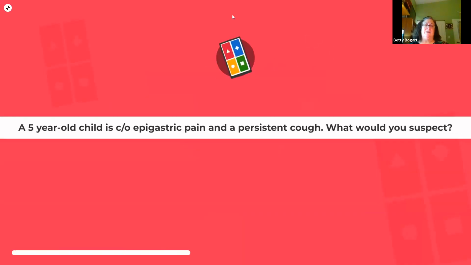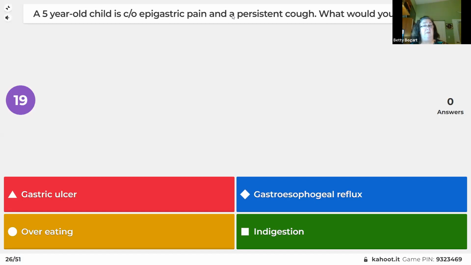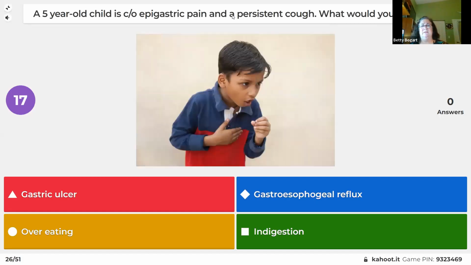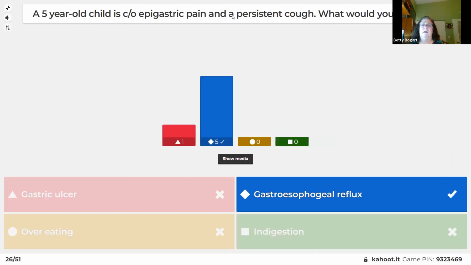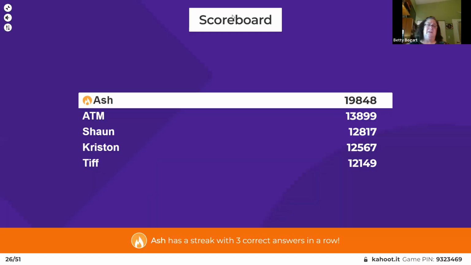A 5-year-old child is complaining of epigastric pain and a persistent cough. What would you suspect? Epigastric pain, cough, heartburn, abdominal pain. And that's gastroesophageal reflux on the older children. Those are some of the signs that you would see. You even see that in the adult too.